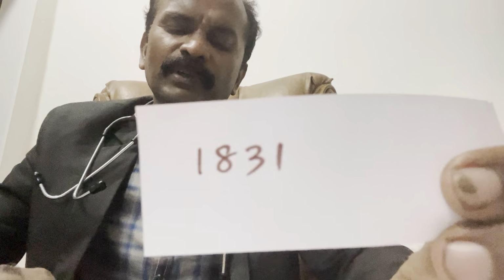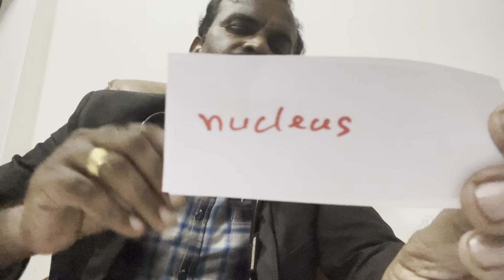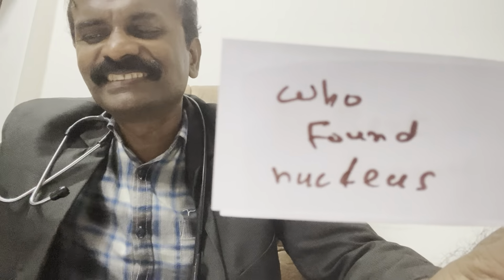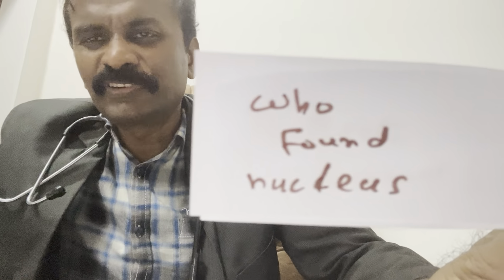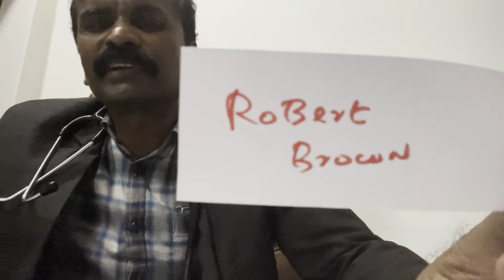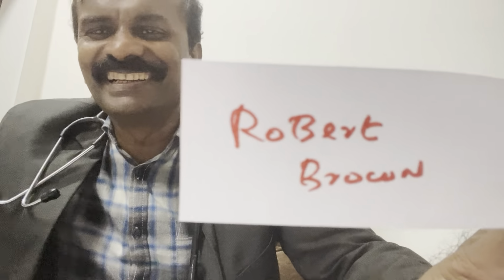1831. What is 1831? Next week. They found the nucleus in 1831. Okay, who found the nucleus? My friend Robert Brown. Okay, Robert Brown found this nucleus.